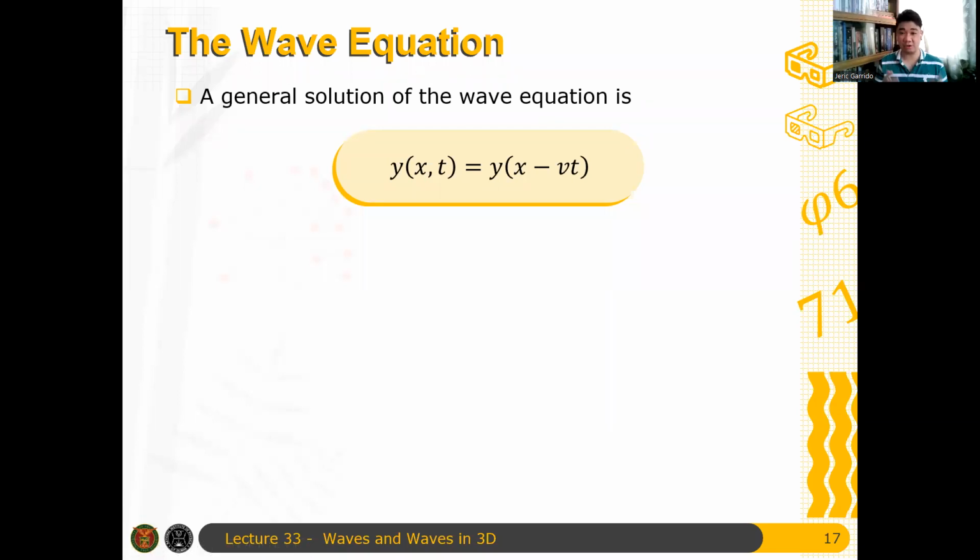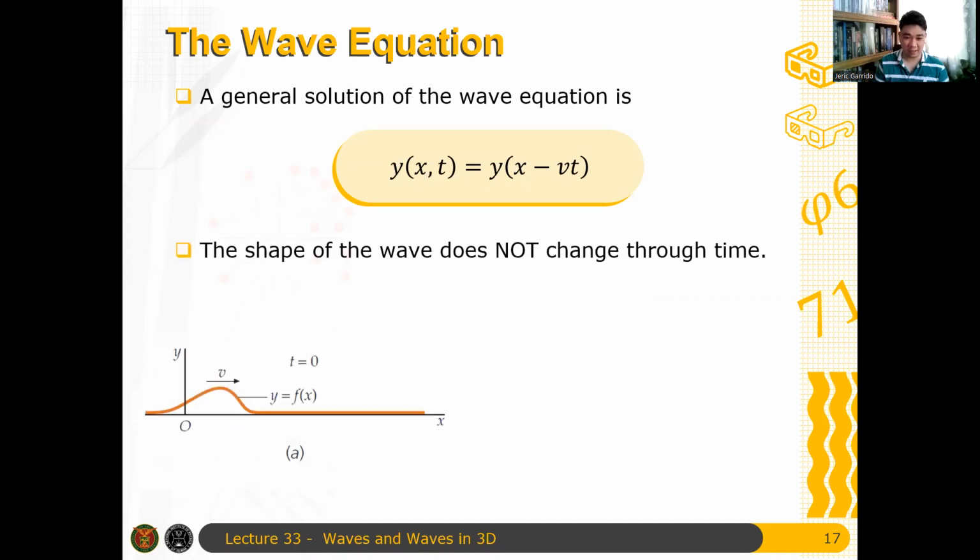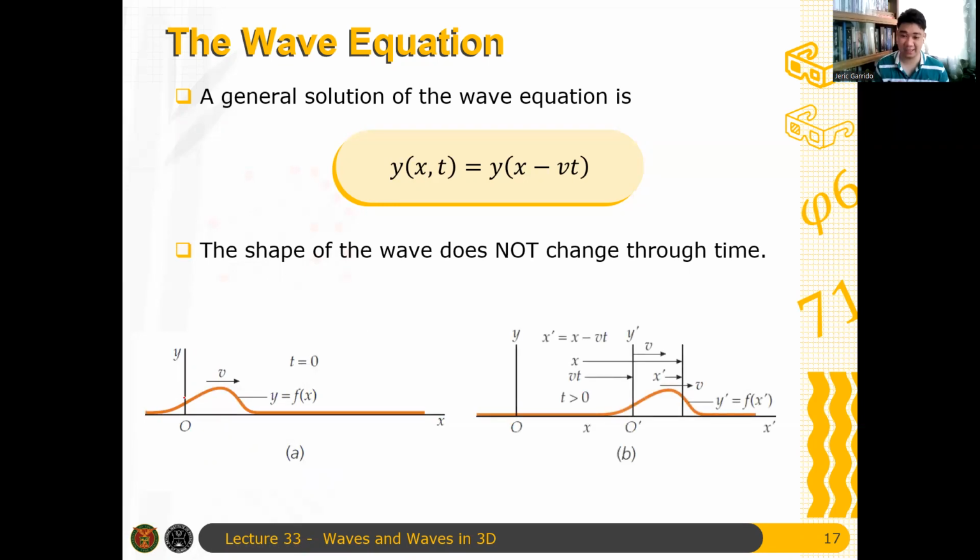Ang ibig sabihin niya ganito, if you have a wave with some shape given by y, pag nag-travel siya with some speed v, parehas lang yung shape. Okay, yun yung isang property ng wave. Dapat hindi nagbabago yung shape ng wave mo. Like this, for instance here. Halimbawa, you have a disturbance here in this direction. What happens is if this is traveling with some other, after some time, dapat yung shape niyan, ganyan pa rin.